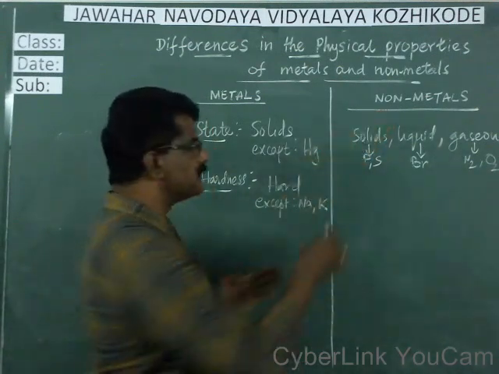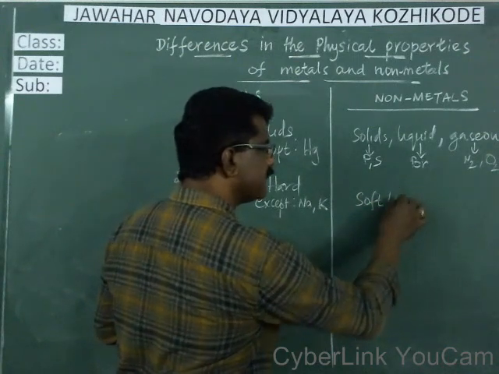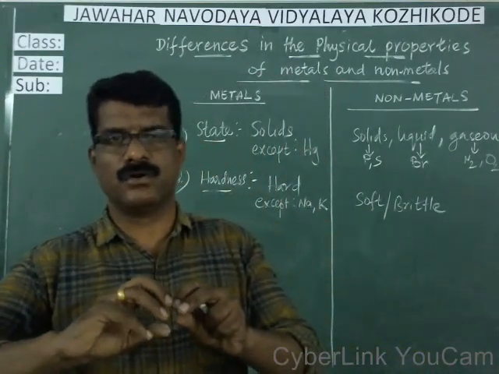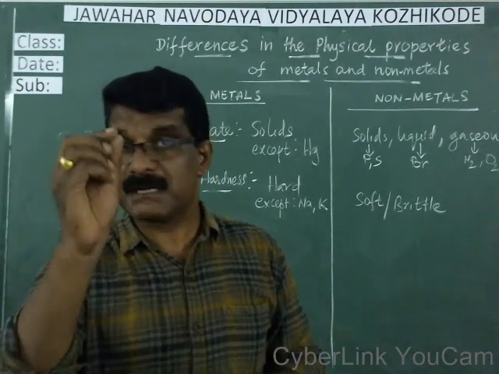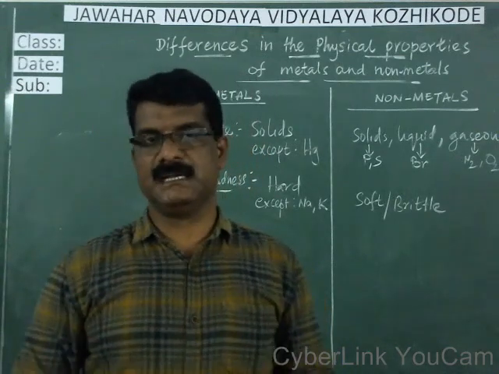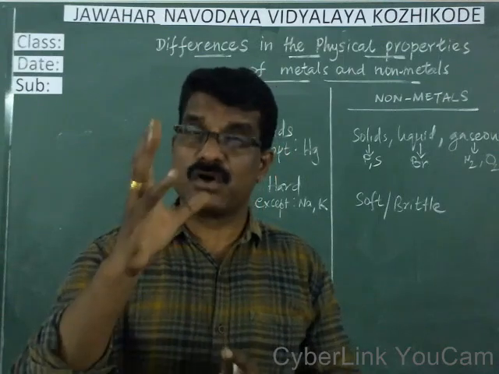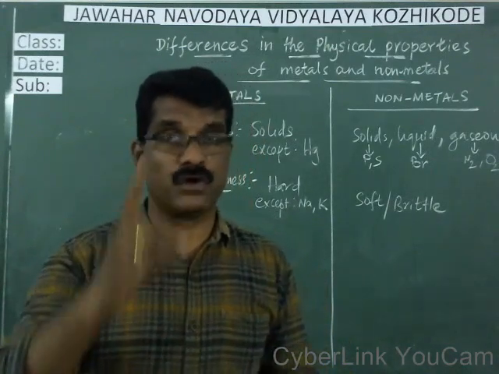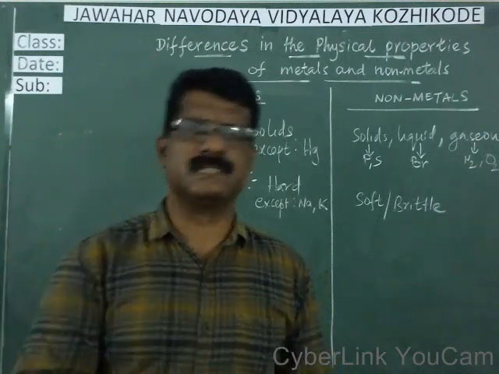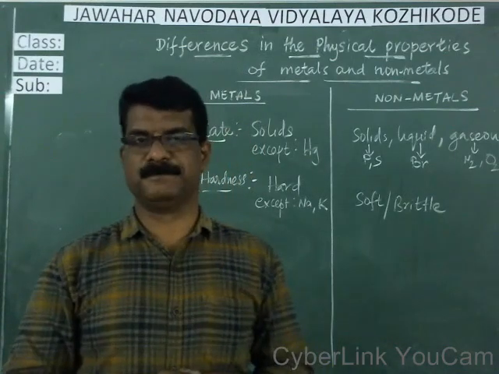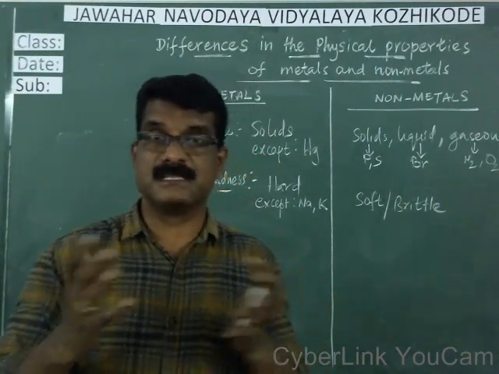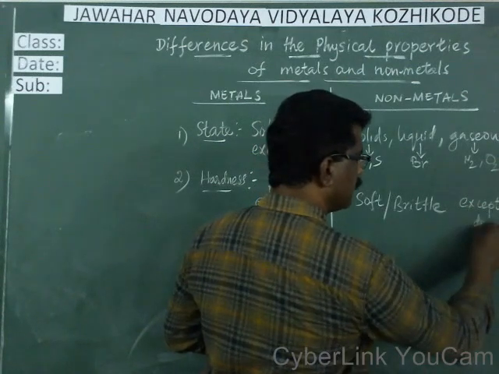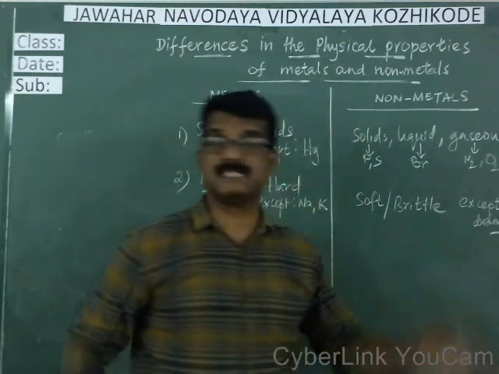And non-metals are normally soft, or we can say brittle. They can easily break. We can break a non-metal very easily. For example, carbon, with your hand you can crush it. So the non-metals are generally soft or brittle, but there is one exception. Which is it? Diamond. Diamond is a non-metal, a form of carbon, which is the hardest material known on earth. So diamond is an exception here.